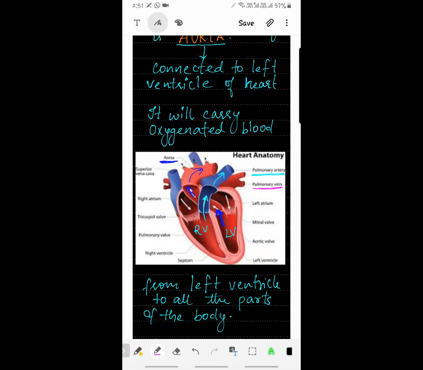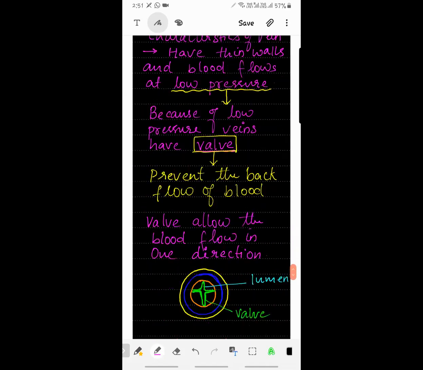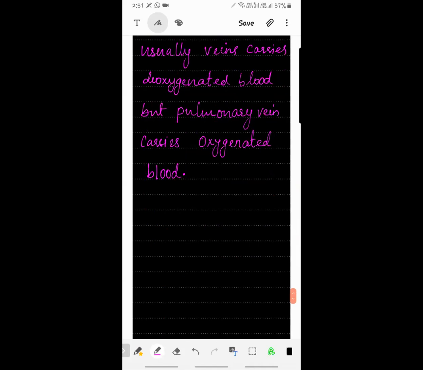This pulmonary vein is attached to the left auricle. It means this pulmonary vein brings the blood from the lungs to the heart. So the blood is purified. Where is the blood purified? Don't say heart or kidney. Answer me. Where is blood purified?